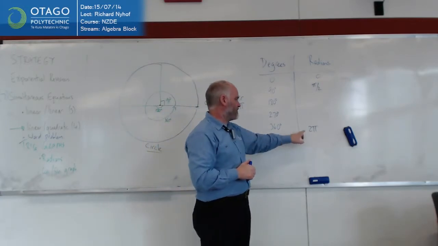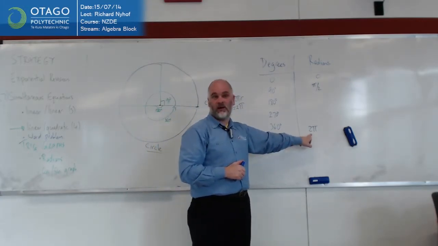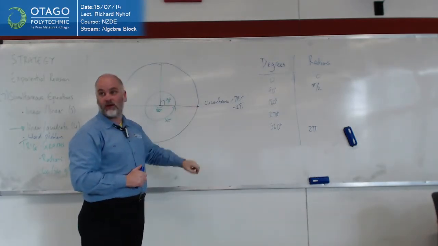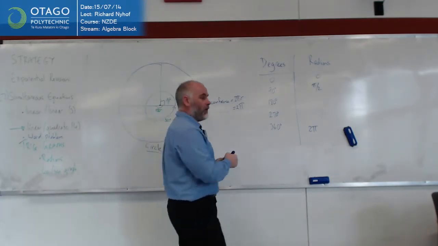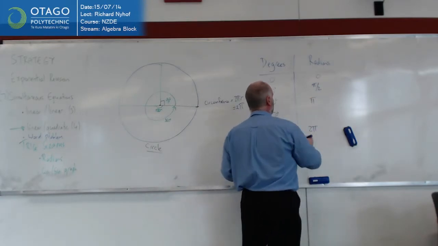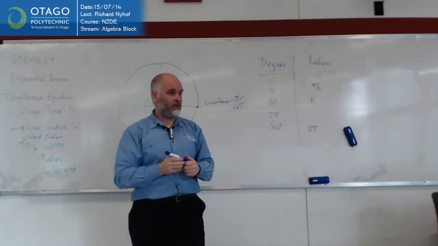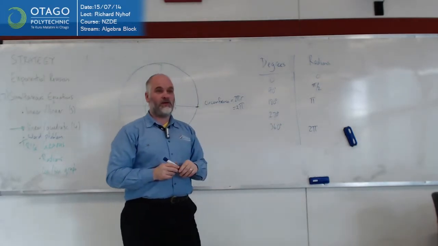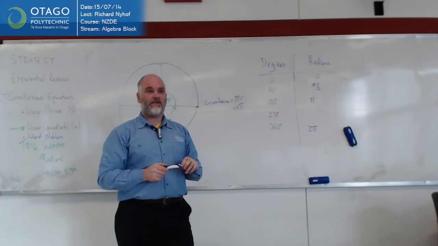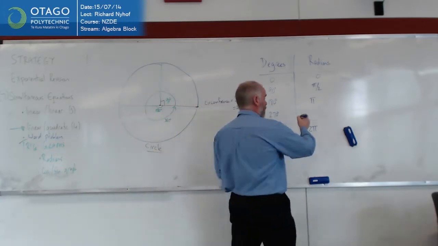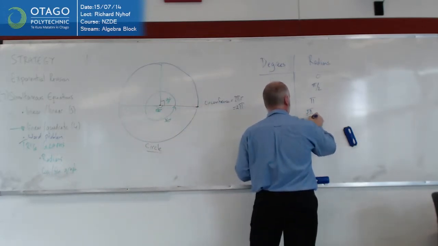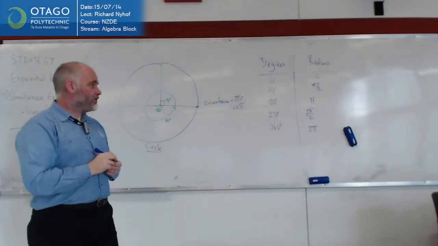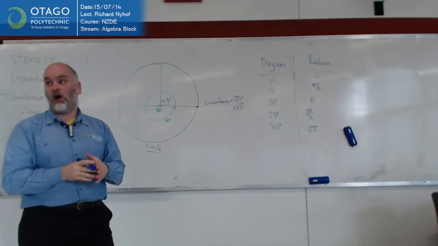Okay, so 360 is 2 pi. Yeah, so right around the whole circle is 2 pi around the outside. So 180 is half of that, which is pi. 90 is half of that, so half of a pi. So what's 270 going to be? 3 pi over 2, so 1.5 pi's. Okay. Those things you really do need to know in terms of pi.